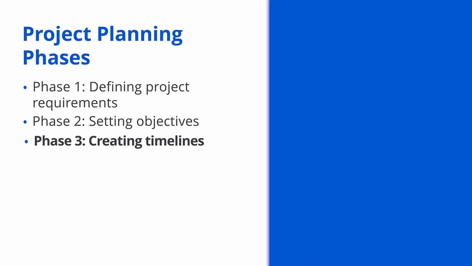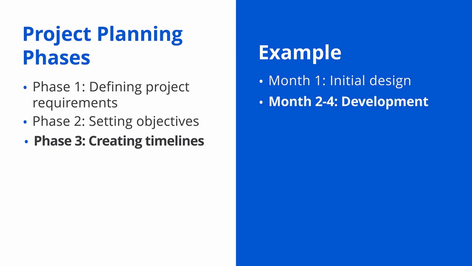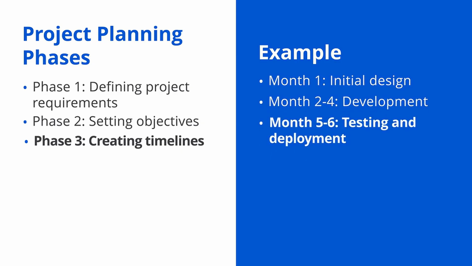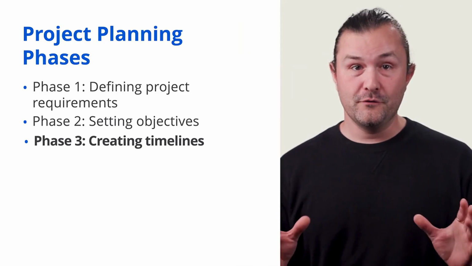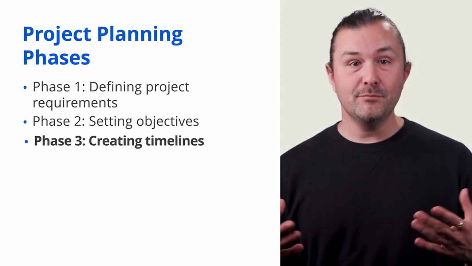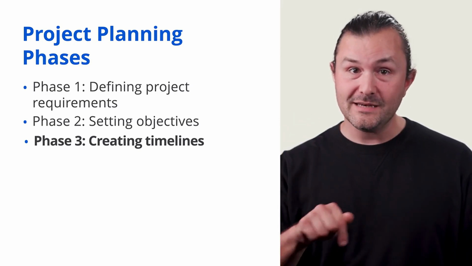For example, you might plan the new search function's initial design will take 1 month, followed by 3 months of development and 2 months of testing and deployment, aligning with your objective's 6-month timeline. Timelines are the cornerstone of your project plan. They drive the completion of tasks and establish when specific deliverables will be completed.